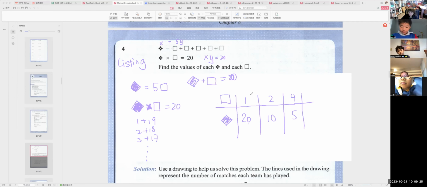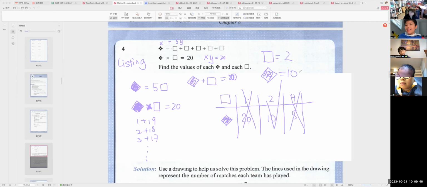1 diamond equals 5 squares. No, this one's not right, because 1 diamond equals 20 squares. And this one, 1 diamond equals 5 squares. Yes, we get the answer. The other one's not right. So immediately you get square equals 2, diamond equals 10. I think this is another way.